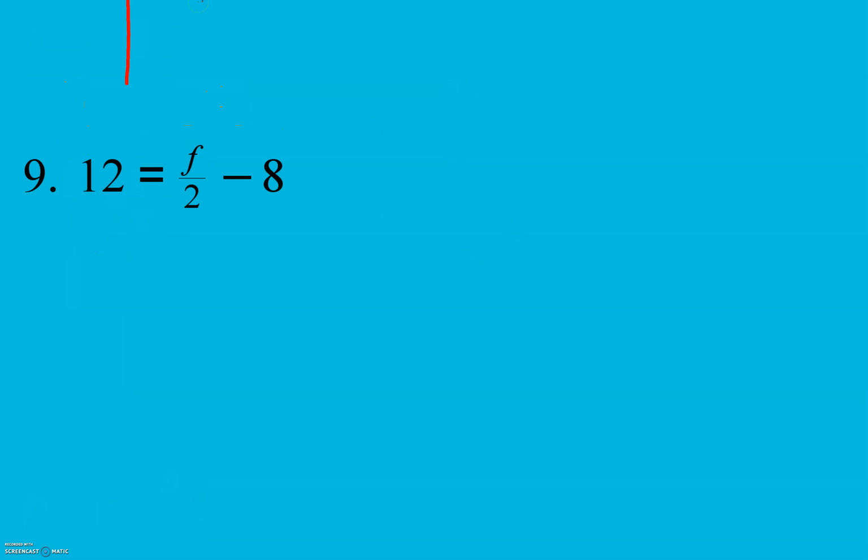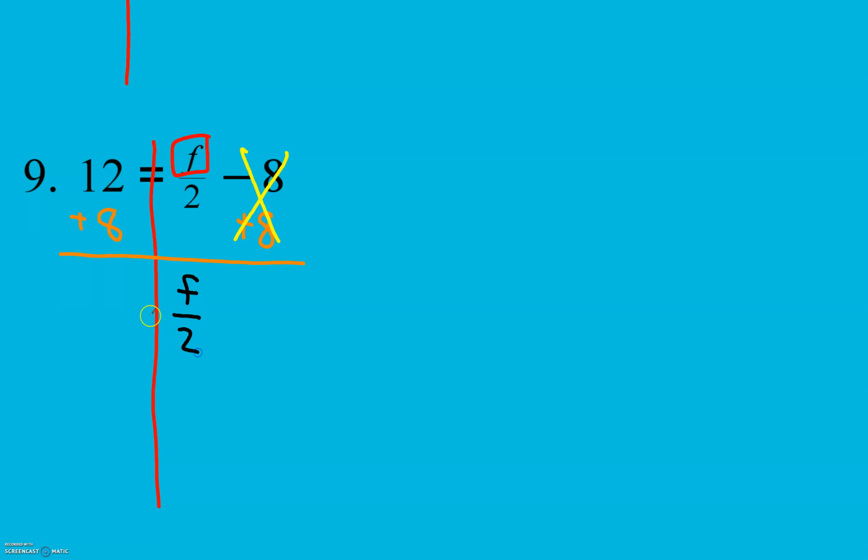Feel free to pause here and give 9 a try if you'd like. My variable is being divided by 2 and subtracted by 8. We're going to go ahead and get rid of that subtraction first. Again, we do backwards PEMDAS. I get rid of anything that doesn't have a variable, move it to the other side. And we move it by doing the opposite, because my goal is to get this to be a 0. Negative 8 plus 8 is 0. And anything plus 0 is itself.